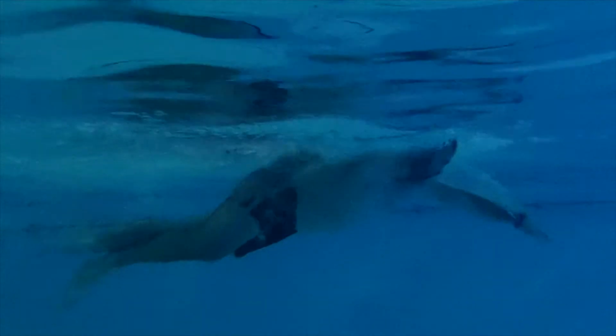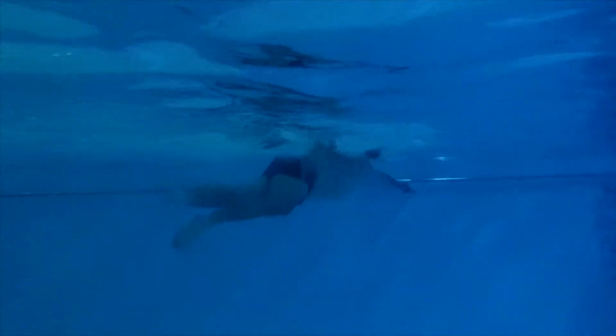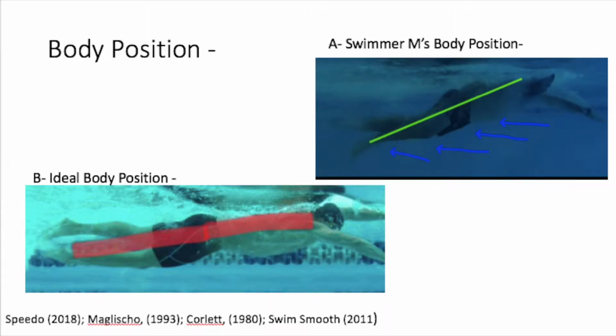Looking at the swimmer's body position, you can see that the body is not very streamlined. Comparing this to the ideal body position, you can see that the hips and feet are too far under the water and not just under the surface like picture B. Having his hips and feet too far under the water can cause an increase in frontal resistance, making it harder for the swimmer to travel through the water efficiently.